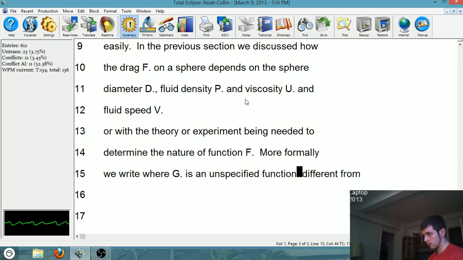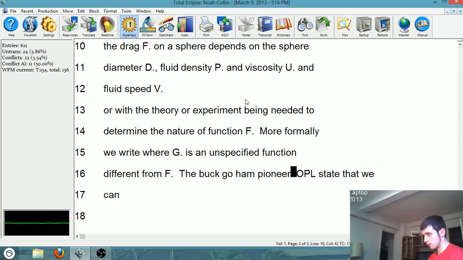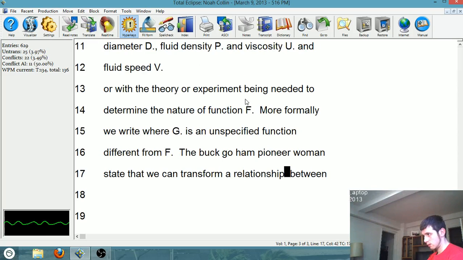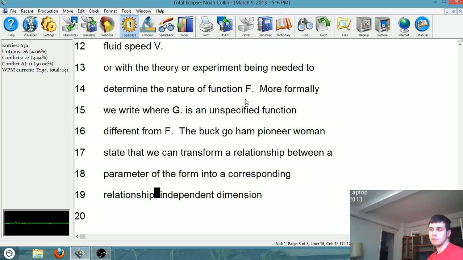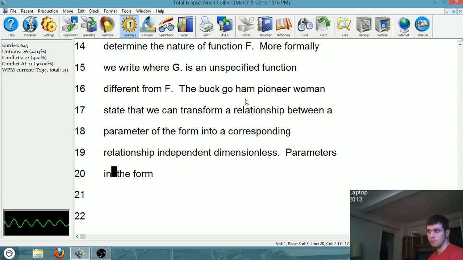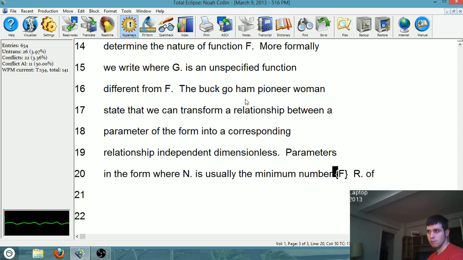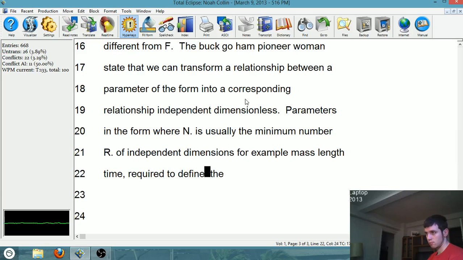The Buckingham pi theorem states that we can transform a relationship between n parameters of the form into a corresponding relationship between independent dimensionless parameters in the form, where n is usually the minimum number of independent dimensions, for example, mass, length, time, required to define the dimensions of all parameters.